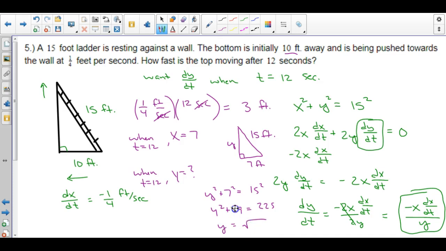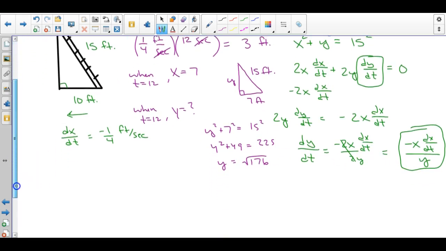And then when I bring my 49 to the other side, I'm going to get 176. And I'm actually just going to leave it like that. We could simplify it more, but I'm going to just leave it as this. I mean, this is the value. We're just going to substitute in at the very end anyway.